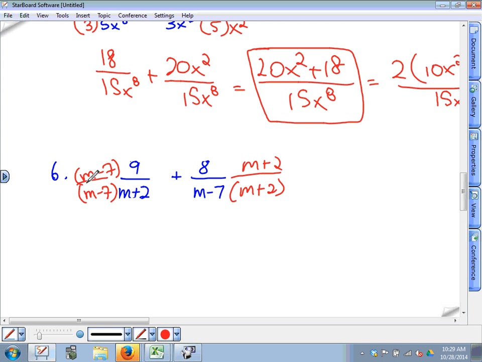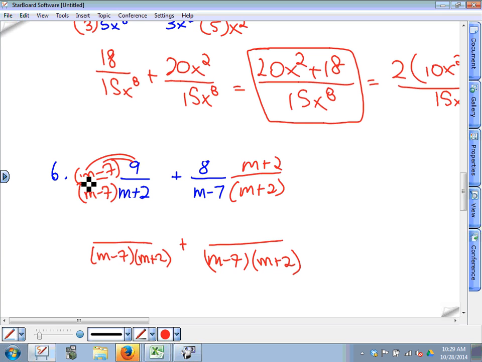Now aren't both denominators exactly the same? Both denominators are the same, right? So here's how you continue to simplify this. Please watch carefully. The denominators, just leave them in parentheses: m minus 7, m plus 2, plus, and then over here, leave that as m minus 7 times m plus 2. Don't multiply those together in the denominator. Numerators, though, you are going to multiply out. Distribute the 9, distribute the 8. So you're going to have 9m minus 63. Over here, you're going to have 8m plus 16.